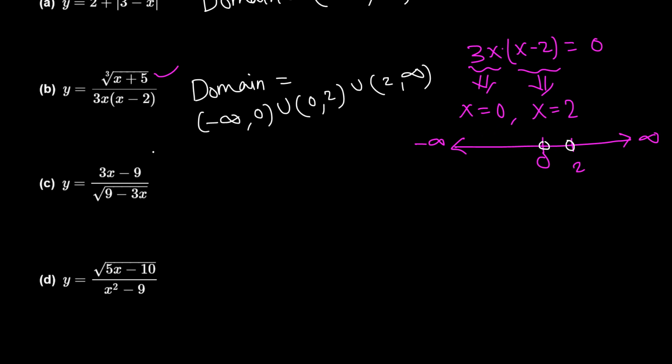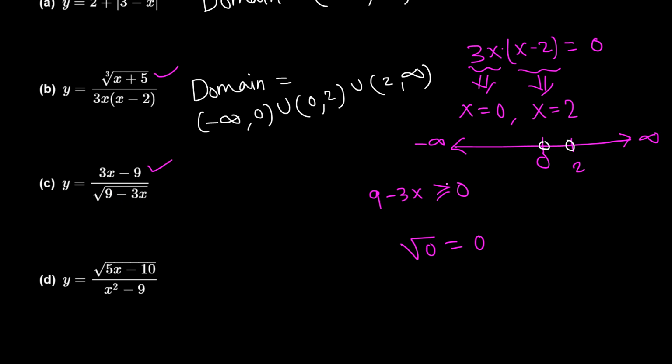Let's go to part C now. So 3x minus 9 on the top, no problem. On the bottom we have a square root, the square root of something, in this case 9 minus 3x. We know that the square root is defined for non-negative numbers. So as long as this is bigger than or equal to 0, we are good, because the square root of 0 is 0, and the square roots of positive numbers are also fine. But we cannot have 0 on the bottom, so we can have only positive.